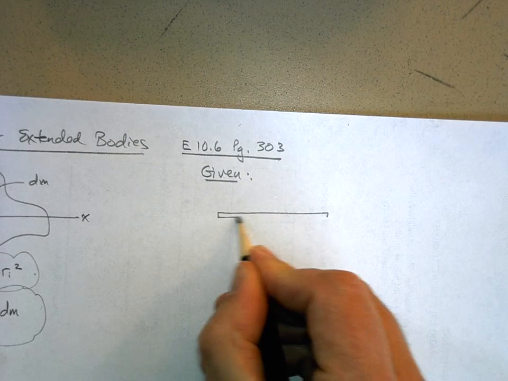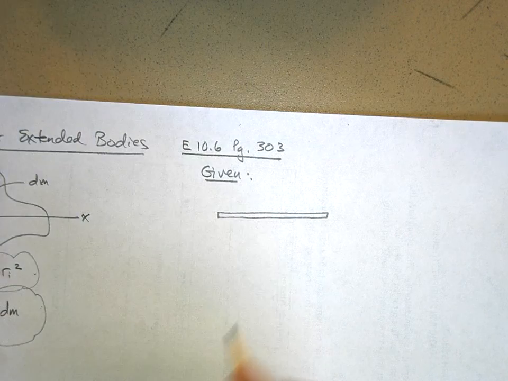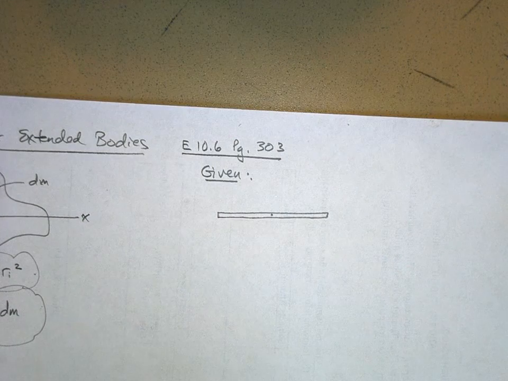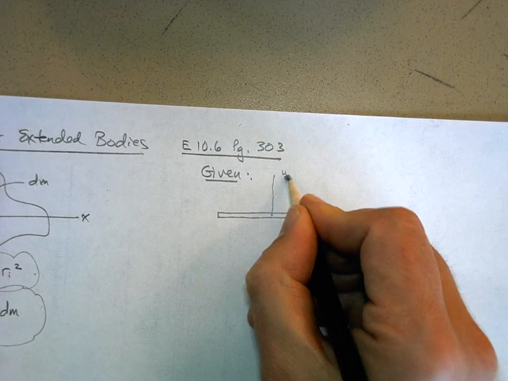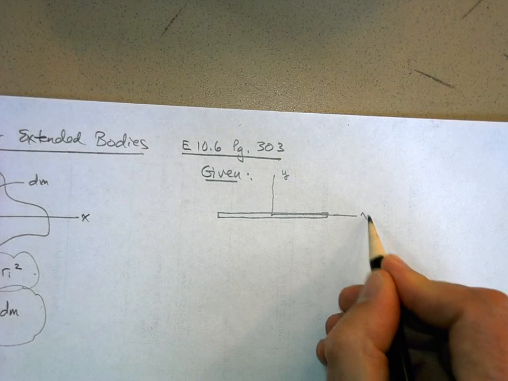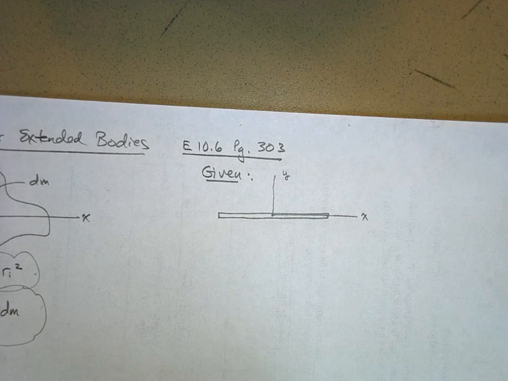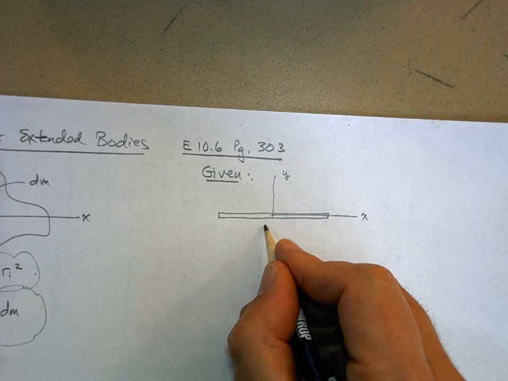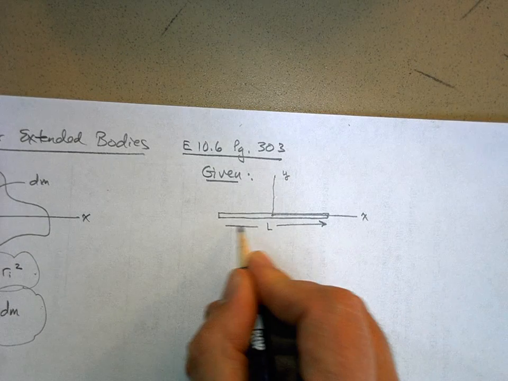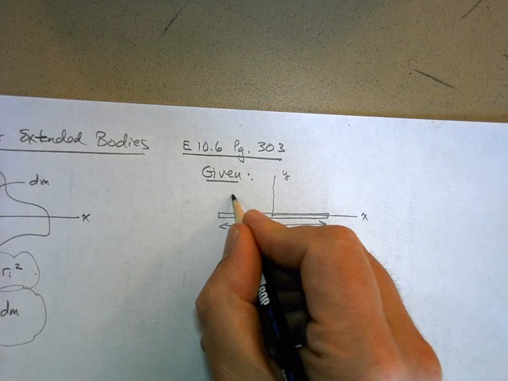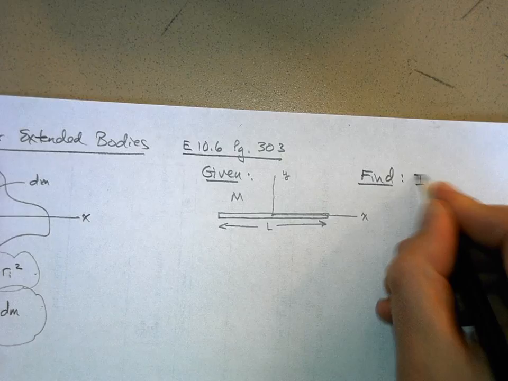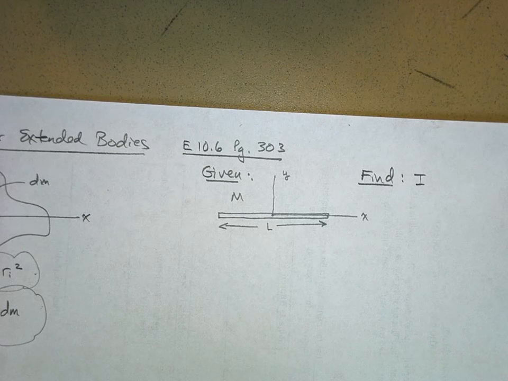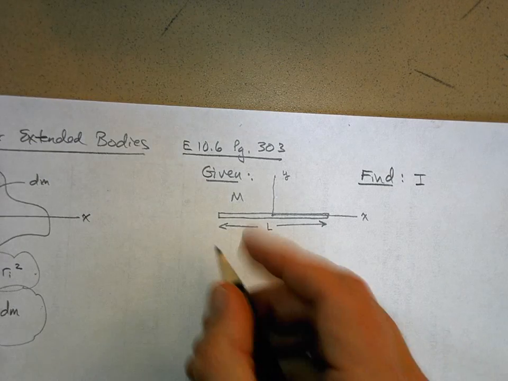Here we have a rod of length L. The axis of rotation is through the center of mass. So that's where we're going to put our origin. So we'll make this the y-axis and this the x-axis. That's totally arbitrary. And it has a total length of L. And it has a total mass of M. And we want to find I. Well, let's solve it.